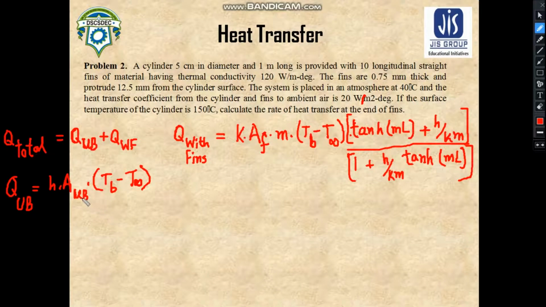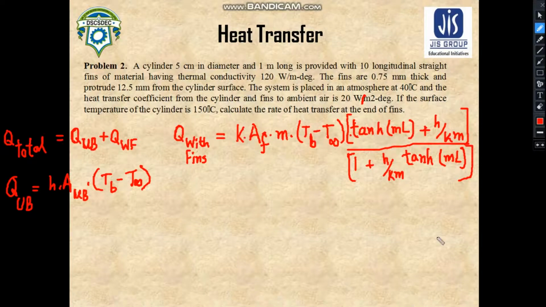This A_UB suggests the area of the unfinned base, and you just need to use the convection formula so that you can find the heat transfer rate through this unfinned base area. Our job is to find these two: the heat transfer rate through the fins and through the unfinned portion, and then add them up, so the net heat transfer rate from the outer surface of the cylinder can be calculated.